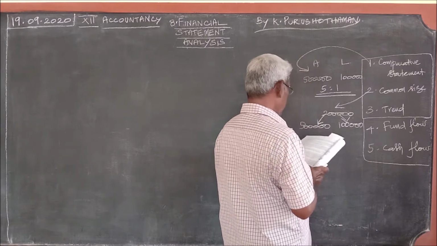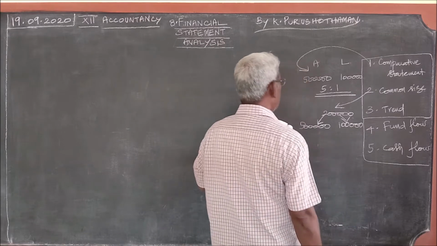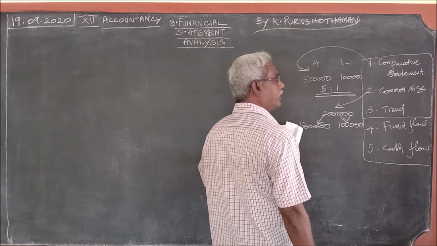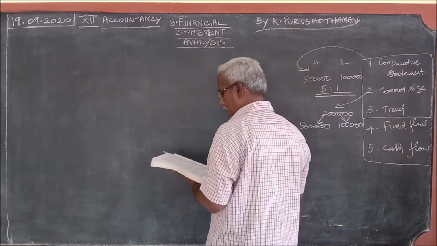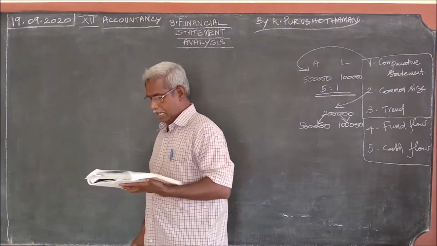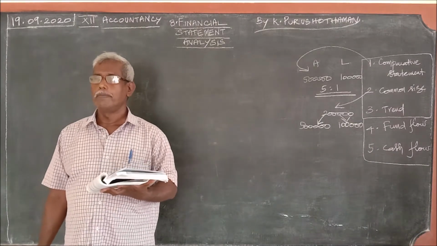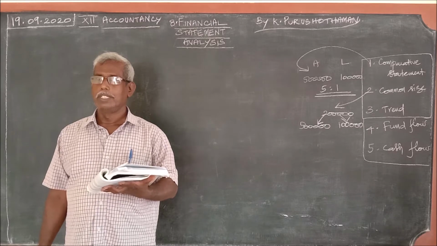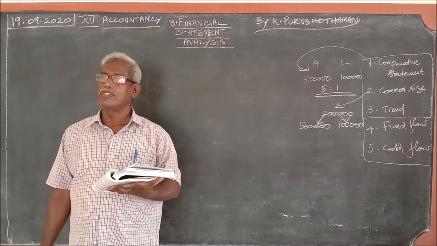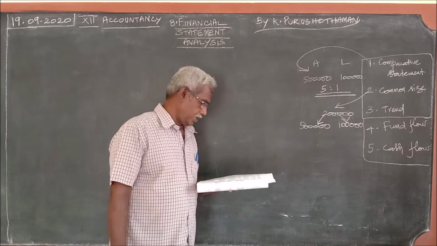Then the third one is the trend analysis. What type of product has a trend in the market? How much can be sold? In the first year, how much it was sold, and next year what is the sale of the product. All these trends are checked and found. That is the third one, trend analysis.